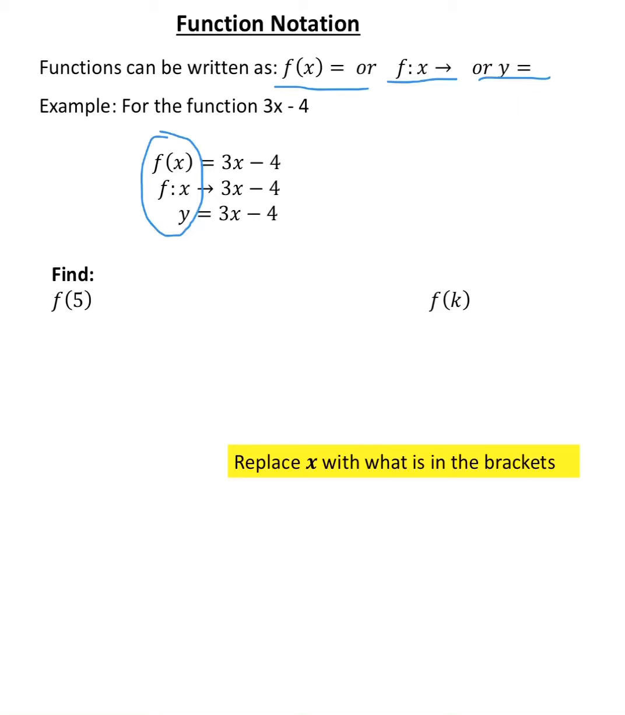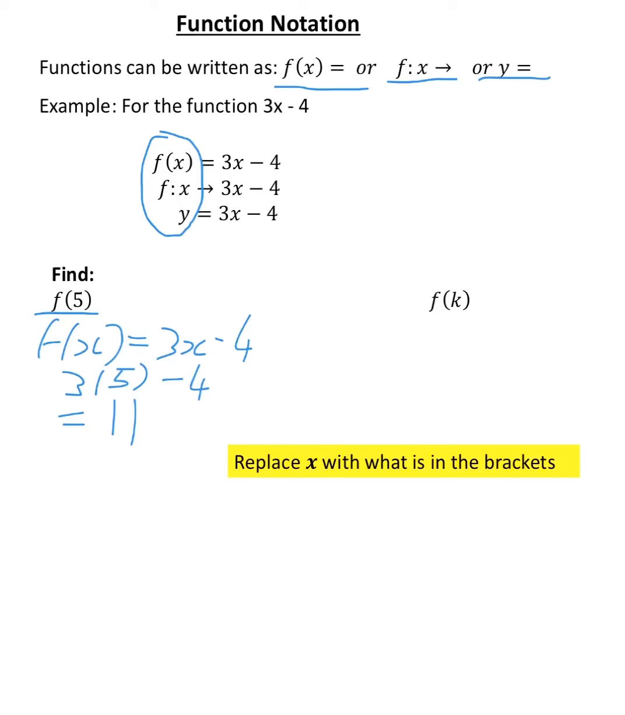And if you're asked to find f of 5, all we have to do is replace the x with the number in the brackets. So our function is f of x equals 3x minus 4. Let's replace the x now and put in 5. So we have 3 bracket 5 minus 4. 3 times 5 is 15, minus 4 then, and we have 11.